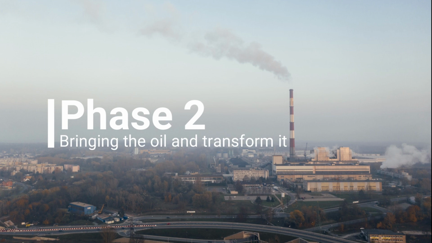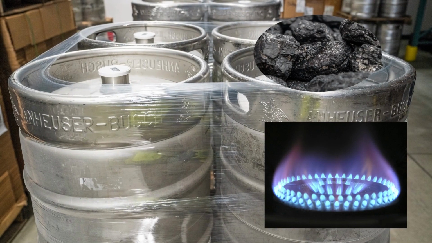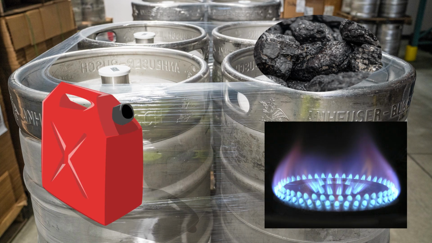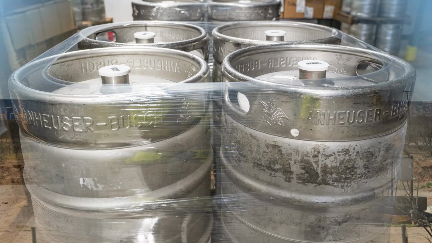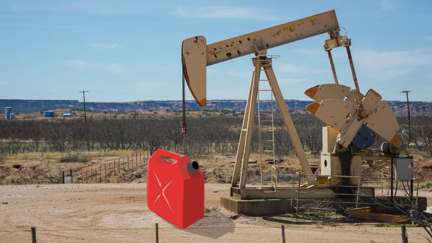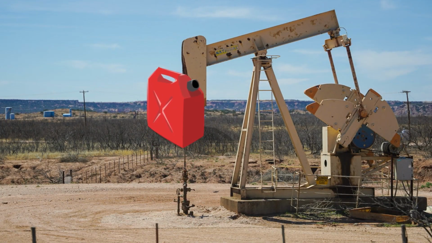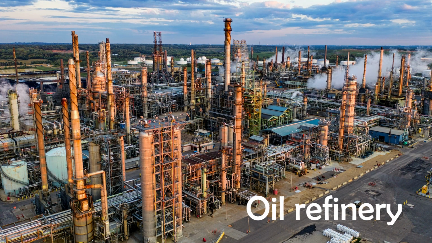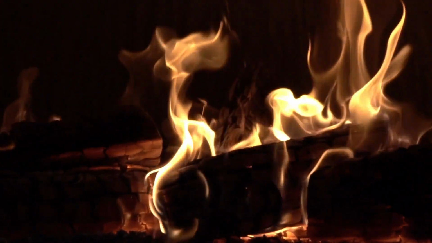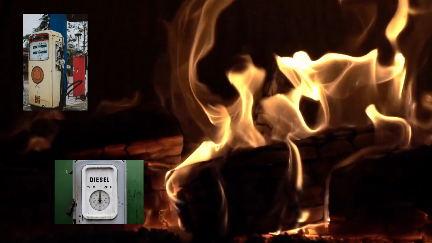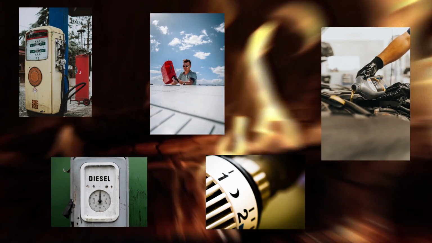Phase 2. Bringing the oil to the surface and chemically transforming it. There are three main types of fossil fuels, but when it comes to making a balloon, we need crude oil and natural gas. Crude oil and natural gas are extracted from the ground and taken to a special place called an oil refinery. An oil refinery is a big facility where fossil fuels are processed and turned into different things like gasoline, diesel fuel, jet fuel, heating oil, and various types of lubricants.